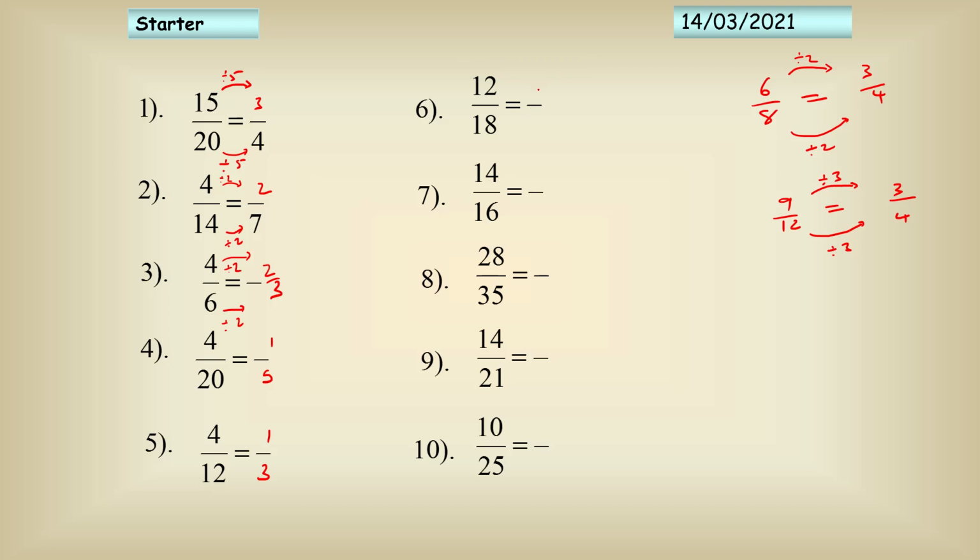Divide by 6. So we should have 2 out of 3. Divide by 2. 7 out of 8. Here we're going to divide by 7, which will give us 4 out of 5. Again, divide by 7. So that's 2 out of 3. And the last one is divide by 5. 2 out of 5.